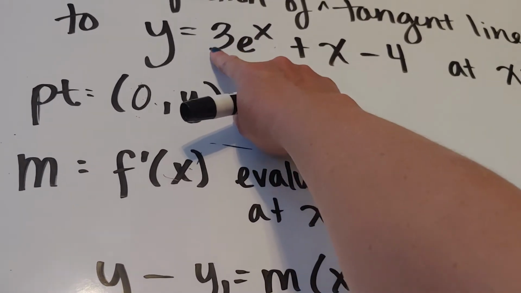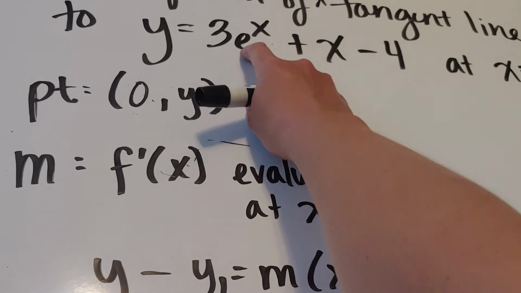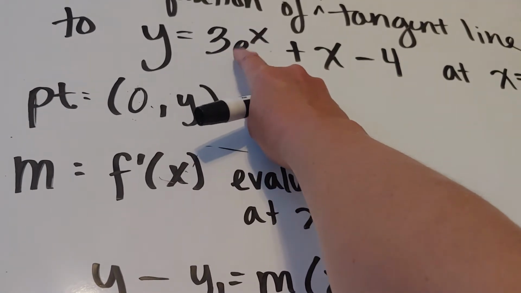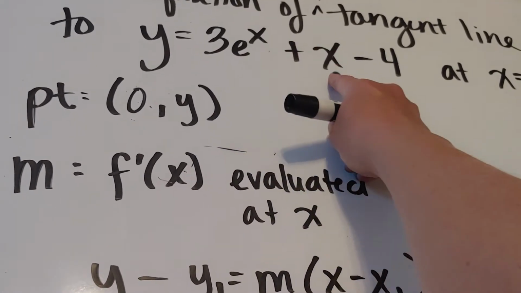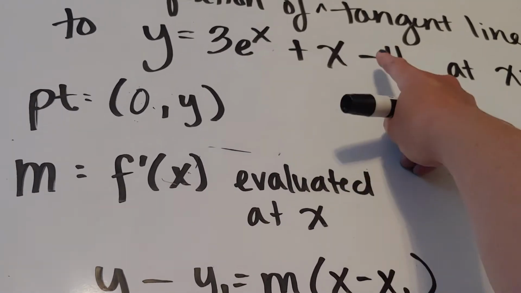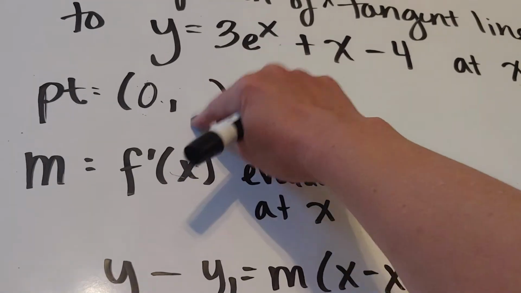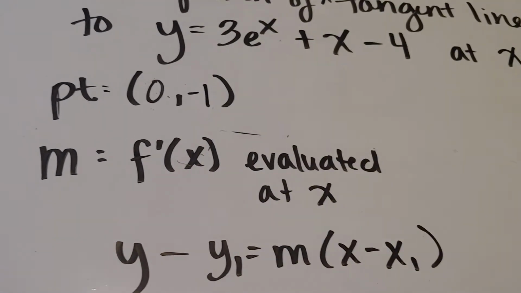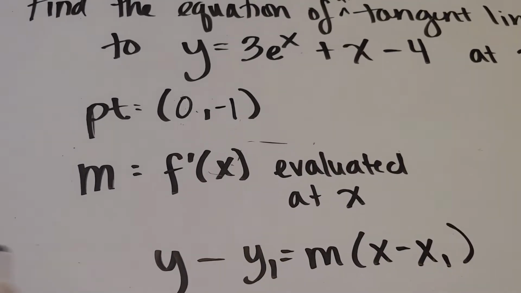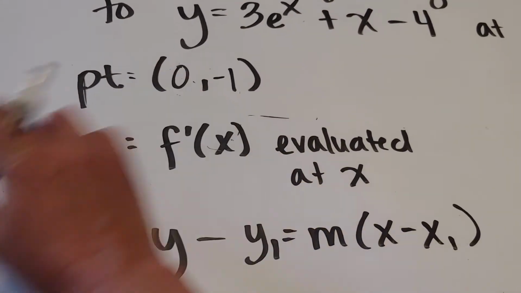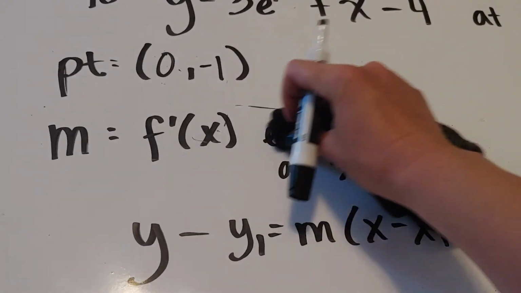So let's look at this. 3e to the 0. e to the 0 is 1. 3 times 1 is 3. So I got 3. Plus 0, I still got 3. Subtracting 4, that's a negative 1. All right, cool. Now, for our second part, I've got to find the derivative and evaluate it at this spot. So let's go ahead and find that derivative.